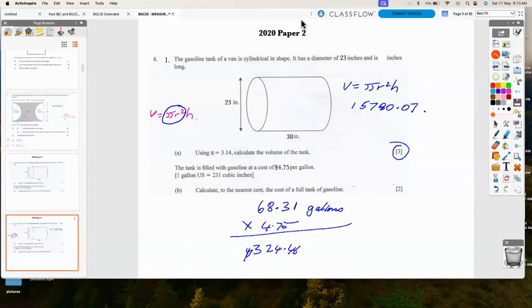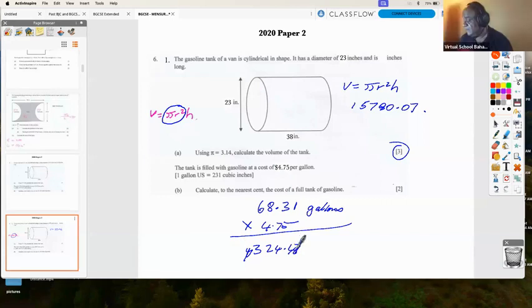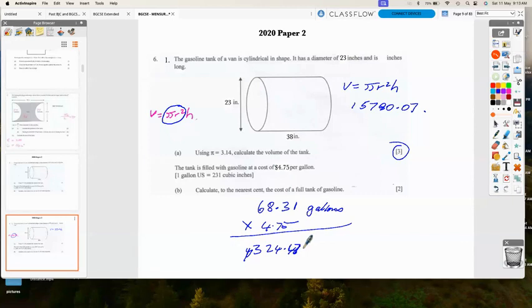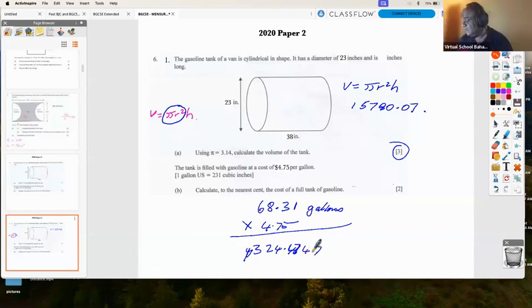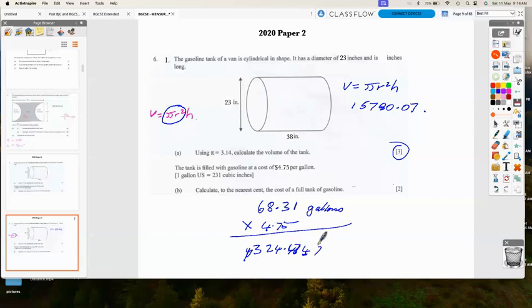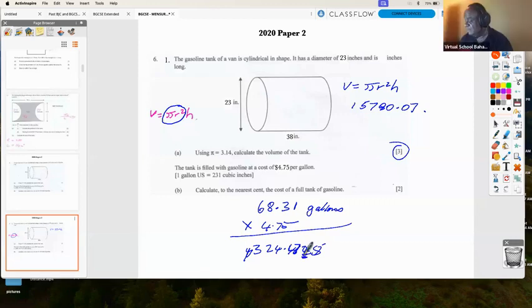That would be 47, to 2 decimal places. Give me the number. 47 point what? 0.4725. Because this 2 is less than 5, it stays at 47. Okay? Everybody good with that?